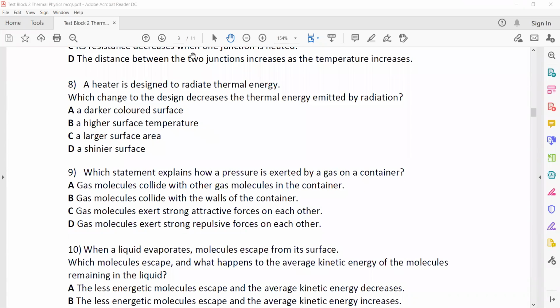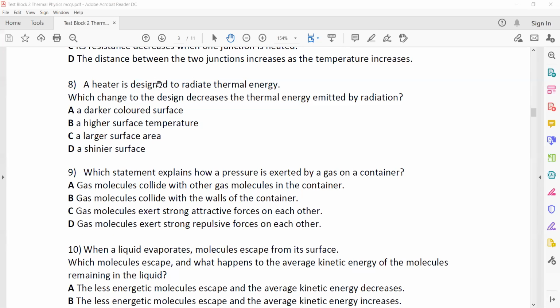A heater is designed to radiate thermal energy, give out thermal energy. Which change to the design decreases the thermal energy emitted by radiation? Basically, smooth and shiny surfaces are good reflectors, poor absorbers, and poor emitters. So if we make the surface shinier, what happens? It will absorb a smaller amount of energy. As it absorbs less energy, it will also radiate a smaller amount of energy, because we want to decrease the energy emitted out by that heater.